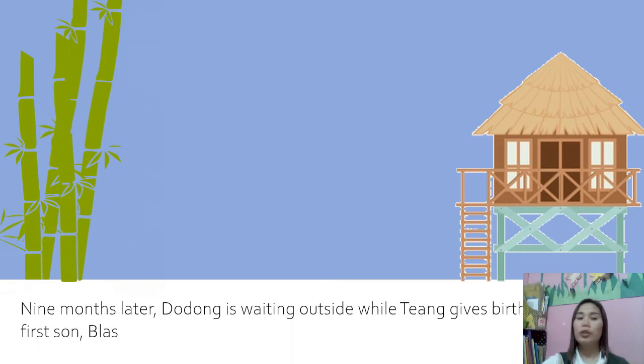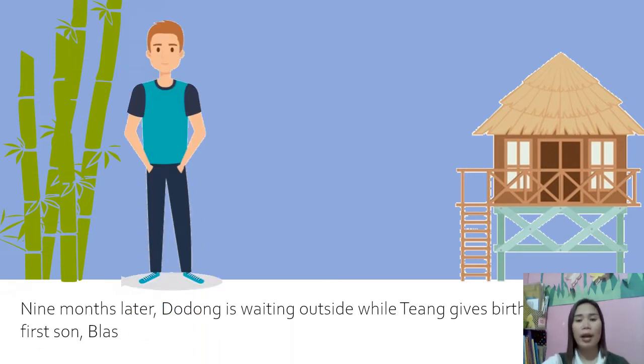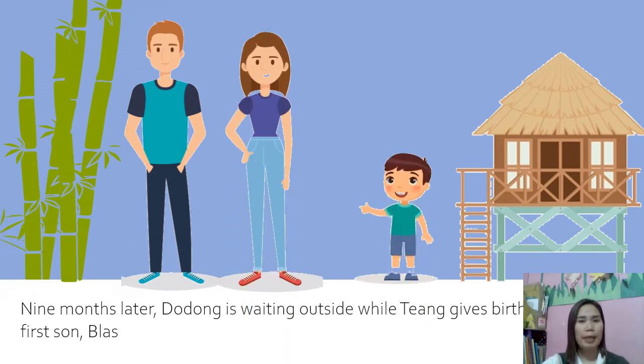So 9 months later, Dodong is waiting outside while Tayang gives birth to their first son, Blas. When Tayang was giving birth, he felt guilty, as if he had taken something not properly his. So Dodong feels young and inexperienced, a contrast to how he felt 9 months ago. So Dodong did not want any more children, but they came anyway. For the next 6 years, Tayang gave birth. So can you imagine, Dodong and Tayang got married at the age of 17, and after 6 years, they have 6 children.